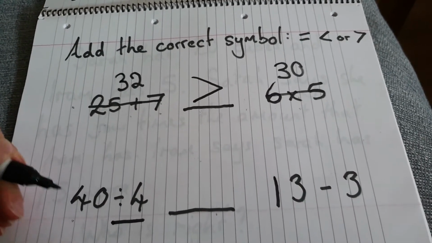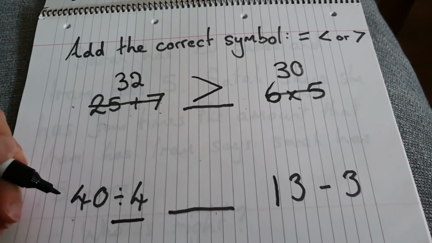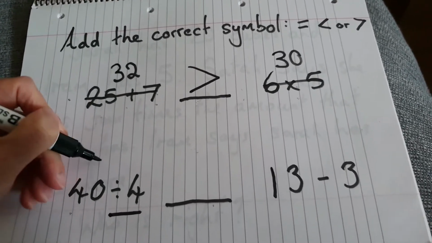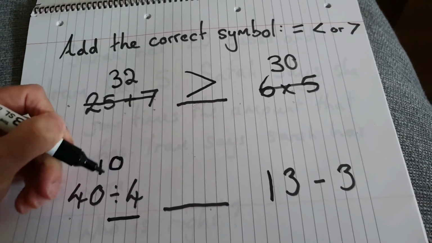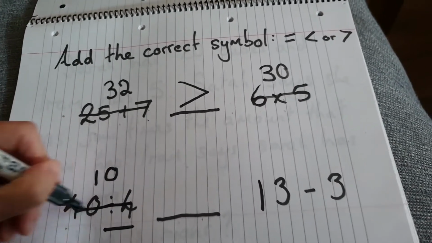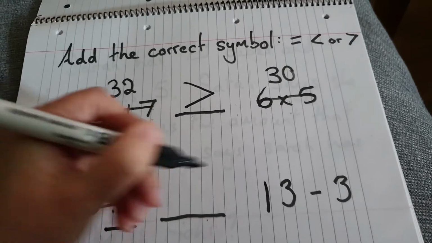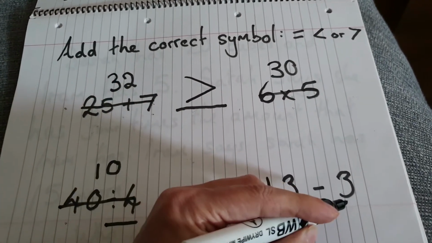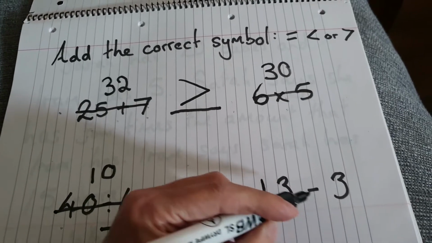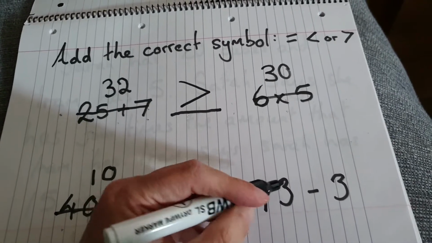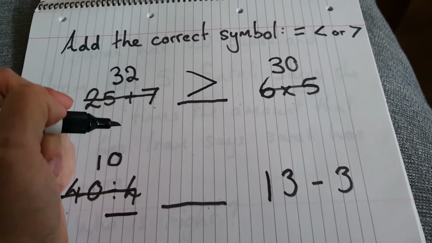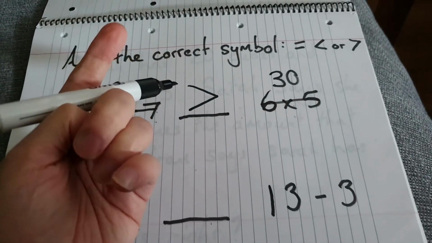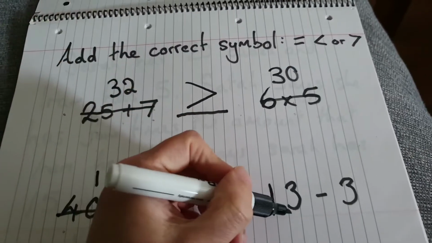again. So first I'll half 40 and get 20. Then I will half 20 and get 10. 4 10s make 40. Over here, simple subtraction and one-digit number, so I'm just going to count backwards in my head. I'm going to put 13 in my head and count backwards 3. So 13, 12, 11, 10.